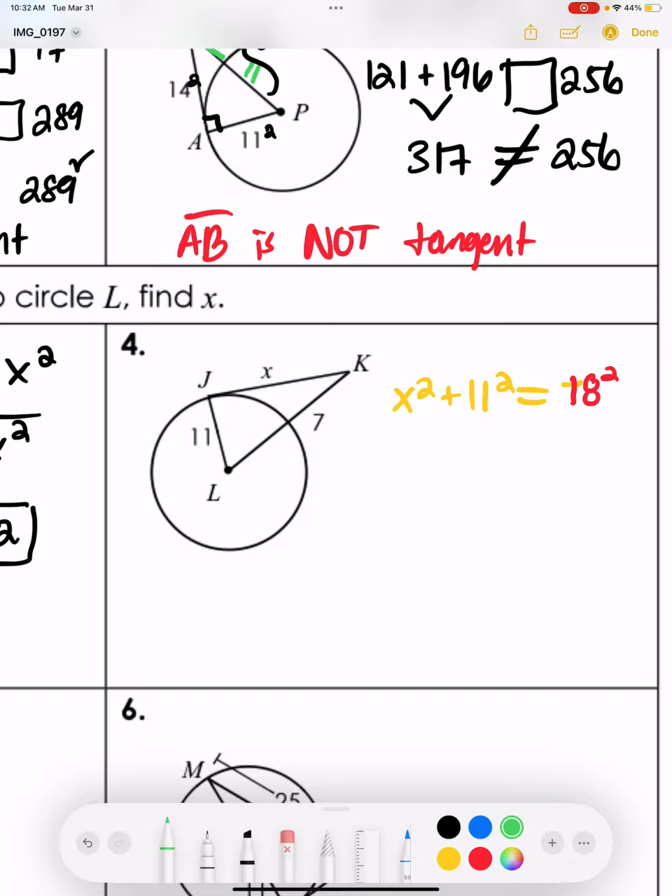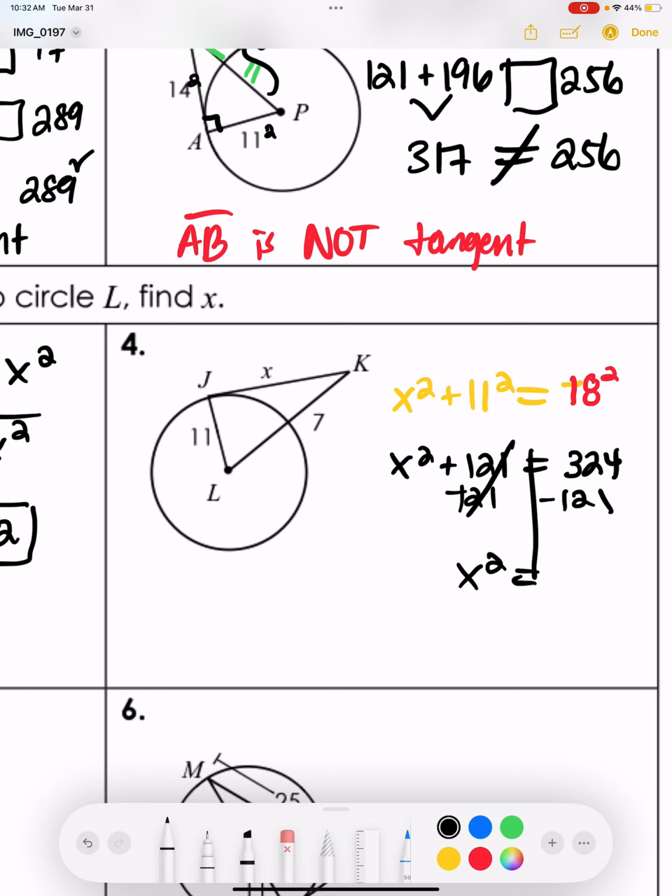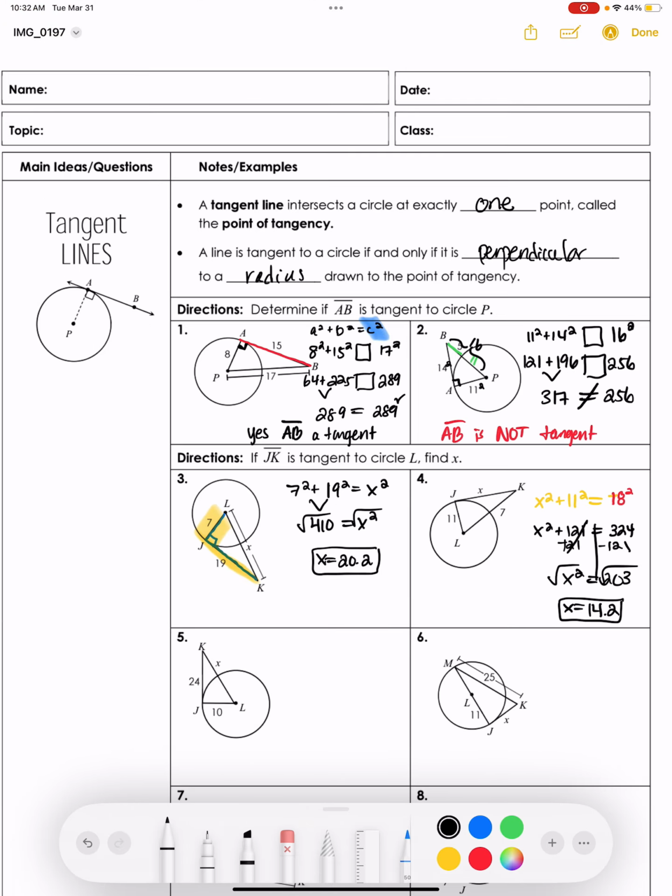Okay, and then let's keep going. So we get x squared plus 11 times 11 is 121, equals 18 times 18 is 324. Now we solve for x, so we're going to subtract 121, and we get 203, and then we take the square root. 14.2. That's kind of how you're doing them.